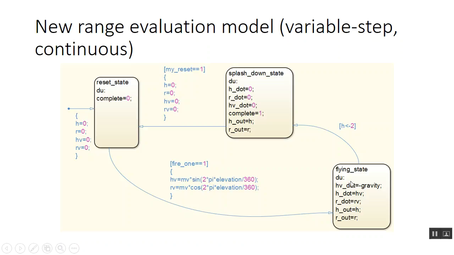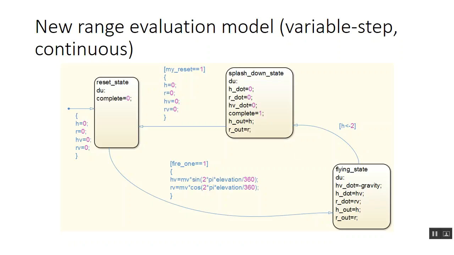All that's saying is the HV dot, in other words, the time derivative of the velocity, is equal to negative gravity. Gravity was defined as positive, so we're calling it negative gravity to pull it down. And H dot, the time derivative of the height, we're just assigning to the velocity, HV. And the same with range dot, which is the same as range velocity. So we're just setting these things equal to each other, and all of this continues to run in a continuous way. In other words, the solver is generating all the solve points for us.